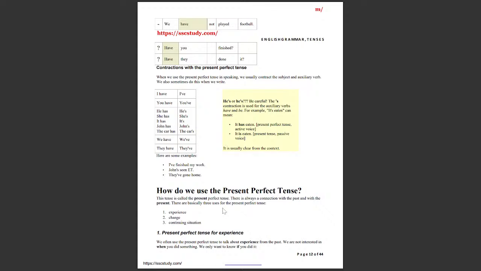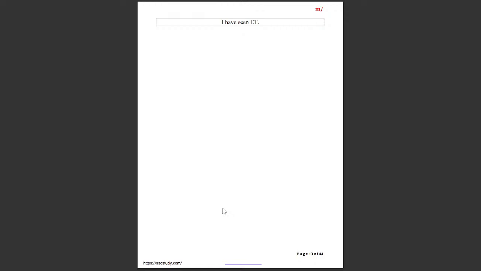For experience, we often use the present perfect tense to talk about an experience from the past. We are not interested in when you did something. We only want to know if you did it. Okay, so let us see. I have seen ET.